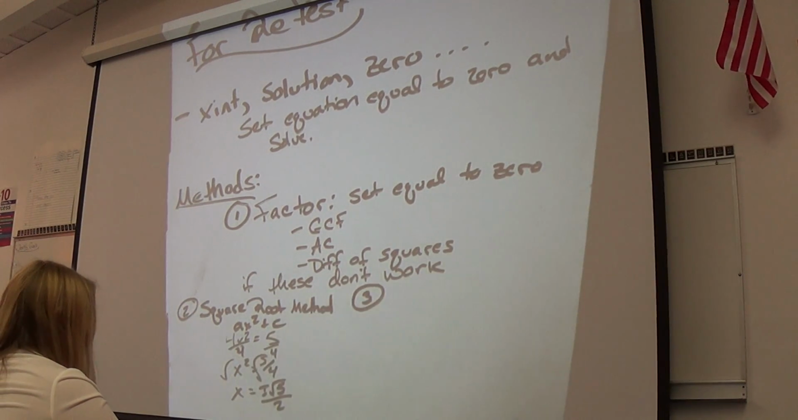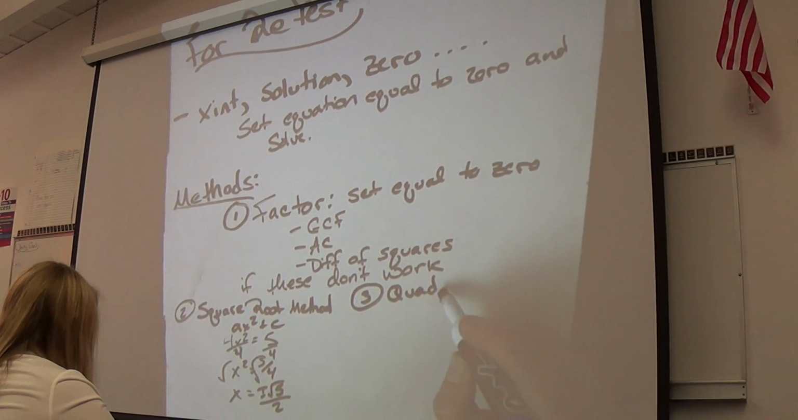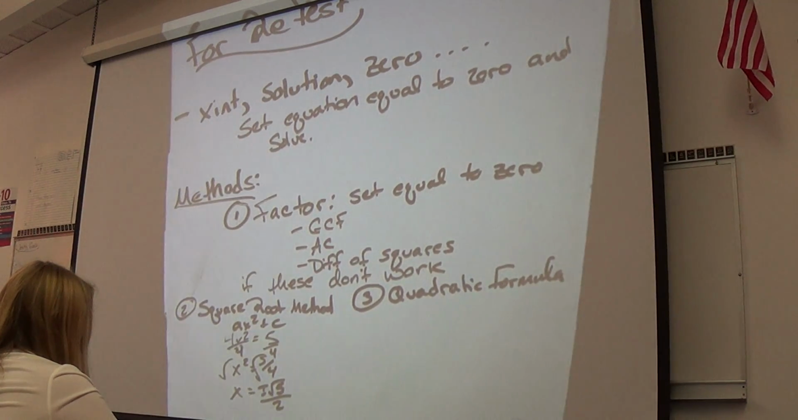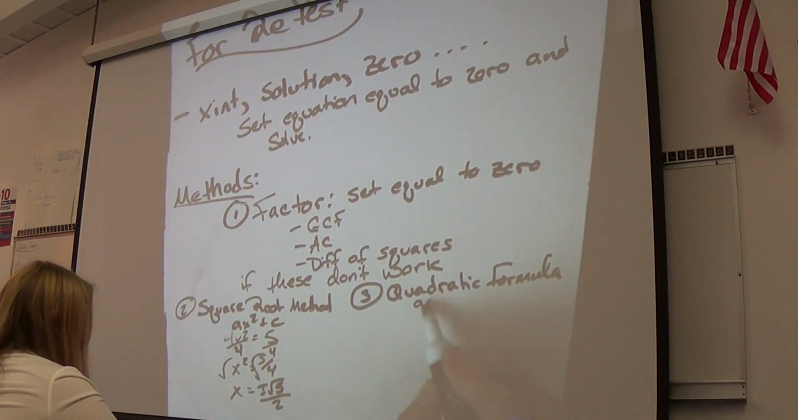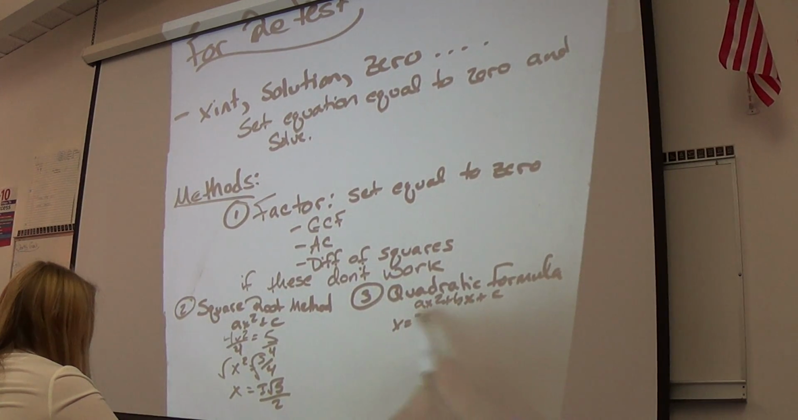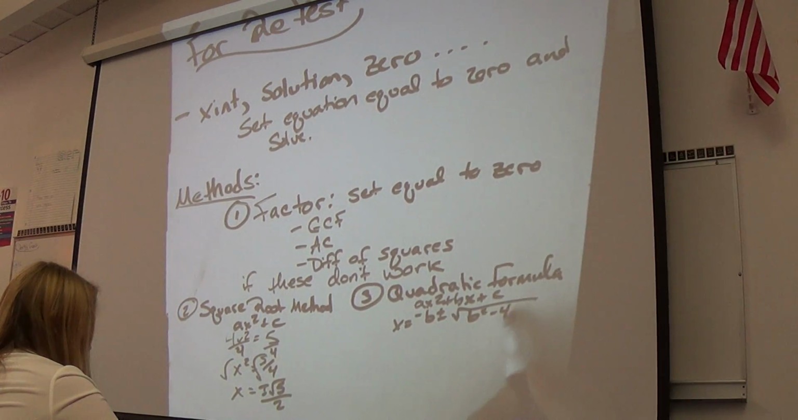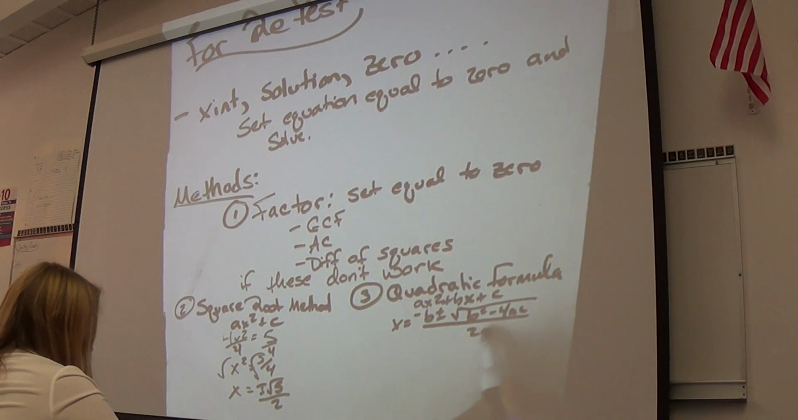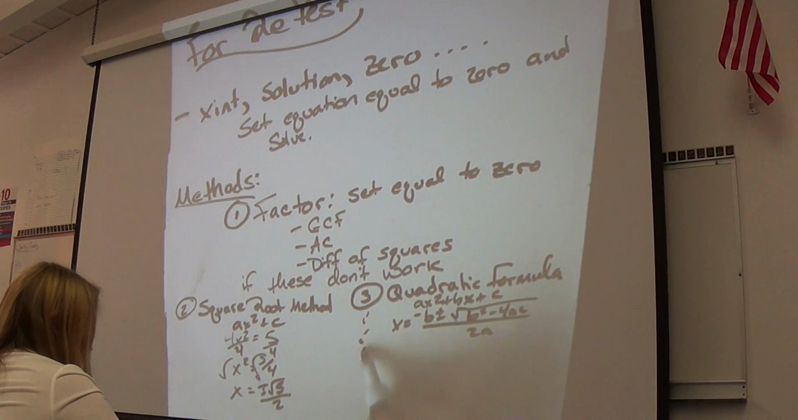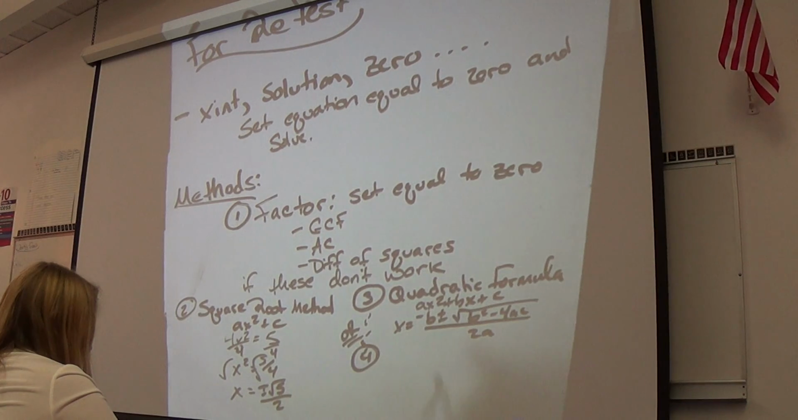If you can't do square root method, if it's not set up for square root method, then you have the options of quadratic formula. Quadratic formula follows the ax squared plus bx plus c, and you have that formula, x equals negative b plus or minus square root of b squared minus 4ac all over 2a. If you don't want to do that, the other option you have is complete the square.